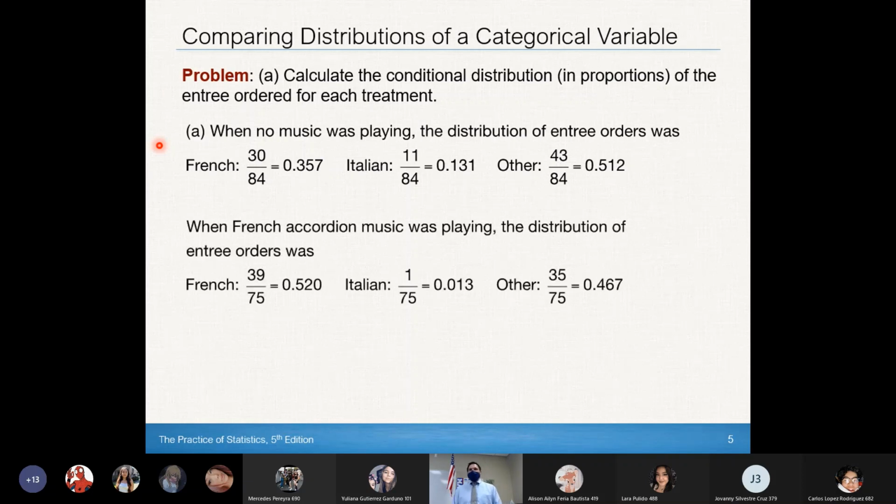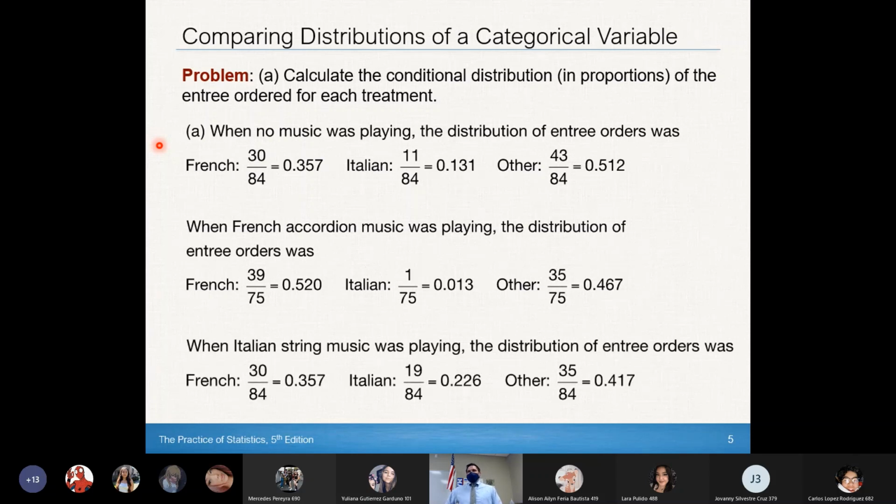When French accordion music was playing, the distribution of entree orders was French 0.520, Italian 0.013, and other 0.467. And with our Italian string music, the distribution of entree orders was French 0.357, Italian 0.226, and other 0.417. So we have this little breakdown here between the 3 treatments.